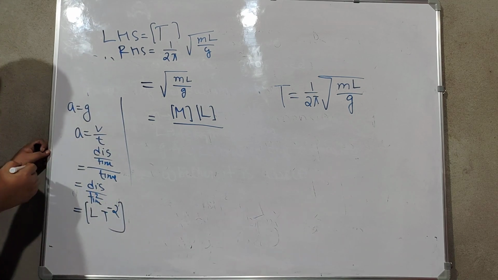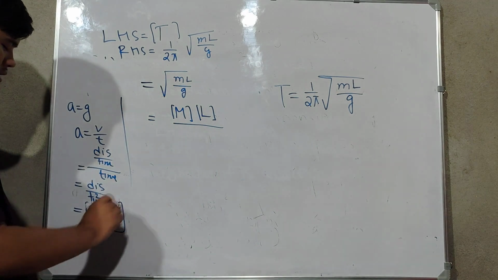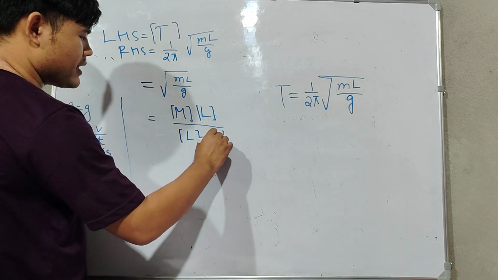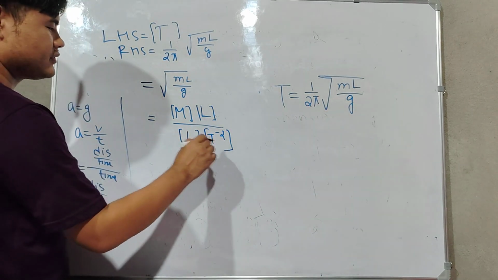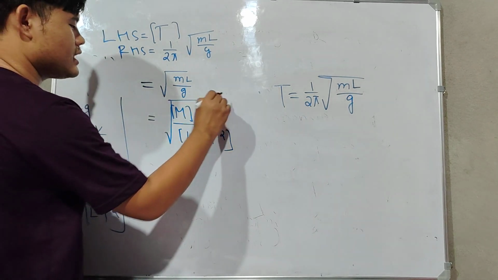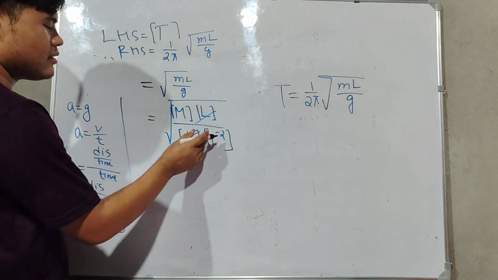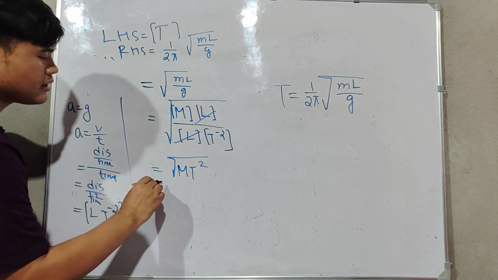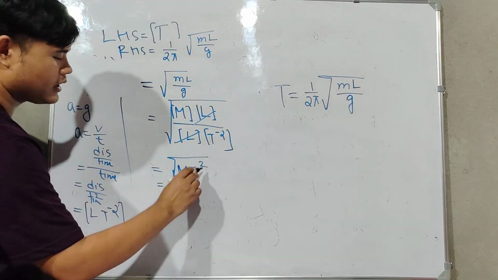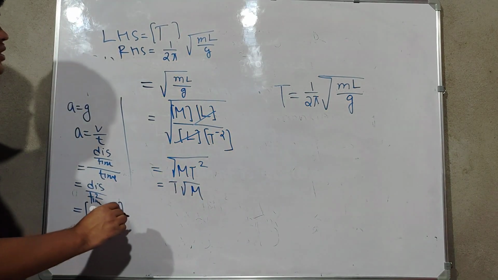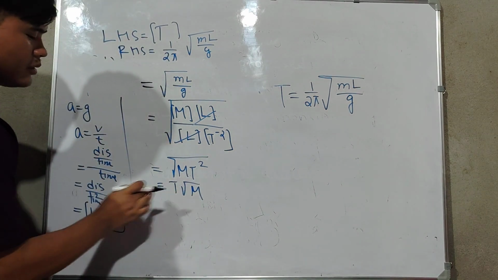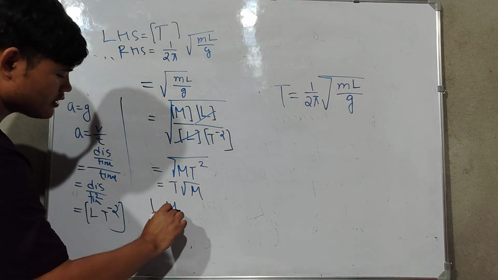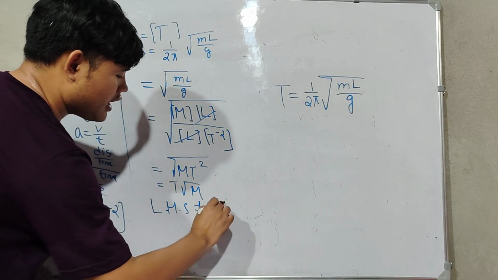This one we have done already in lecture 1, so I will not do it again and again. I'll directly place it here: L, and then T to the power -2. And then we have the root, so this will cancel out. T will go up, then it will have the power of 2. So T will come out, and it will have the power m. So in LHS we got T only, and here T will be root m. Then LHS is unequal to RHS.